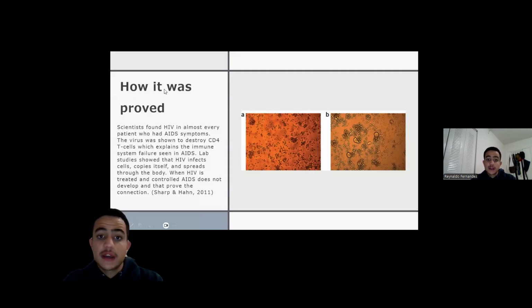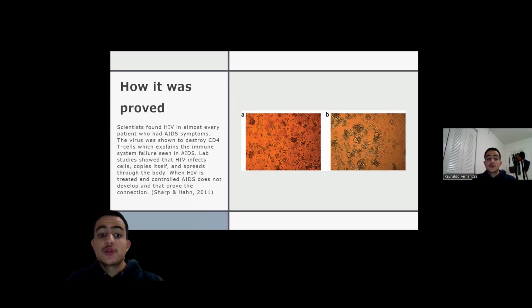And then how was the HIV proven? Because this is a good question to be asked always. If you think that there's a new virus around, we have to prove it. So what the scientists did is that they found HIV in almost every patient who had AIDS. So we also had to prove that we're making a connection between HIV and AIDS.